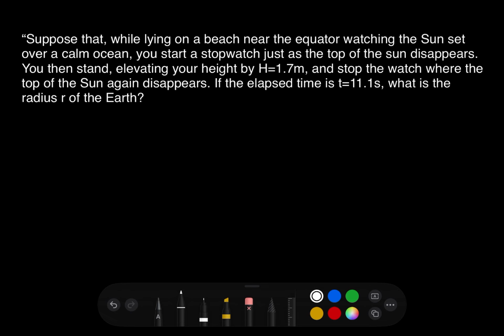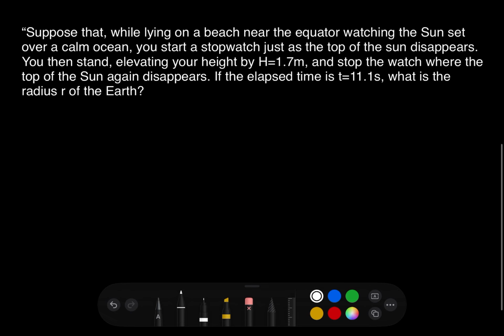It's problem number 11. Suppose that while lying on a beach near the equator watching the sun set over a calm ocean, you start a stopwatch just as the top of the sun disappears. You then stand, elevating your height by h equal to 1.7 meters, and stop the watch when the top of the sun again disappears. If the elapsed time is t equal to 11.1 seconds, what is the radius r of the Earth?